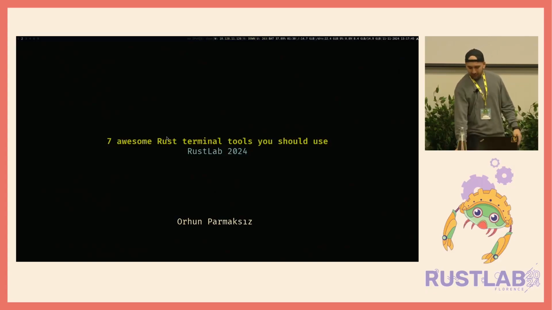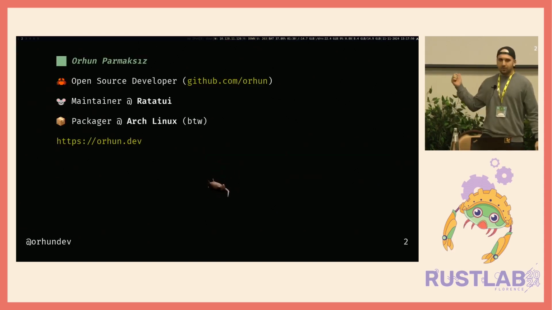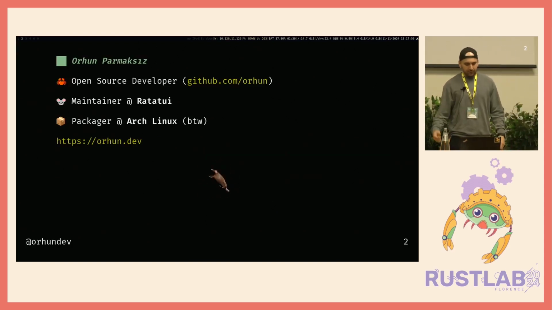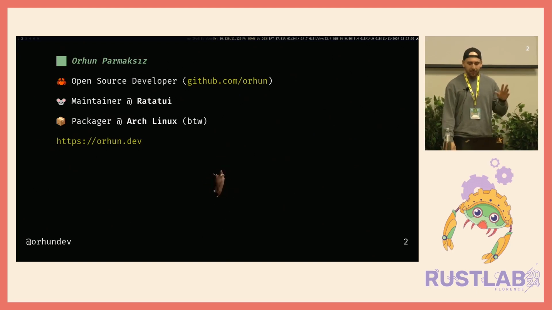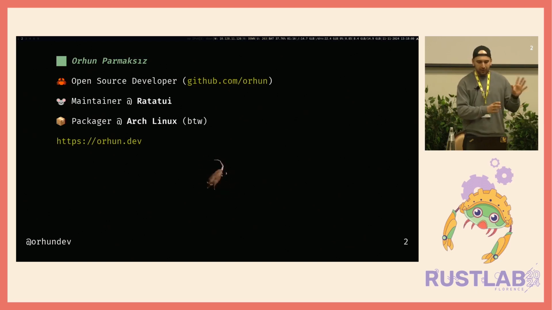So let's start. I have 5 minutes and I have 7 tools. Little introduction about me. This is a spinning rat over there for fun in the terminal. I'm an open source developer. I maintain a library called ratatui. This is for creating TUI libraries, and all of the tools that I'm going to show you today, they all use this library. I'm a packager for Arch Linux, by the way.